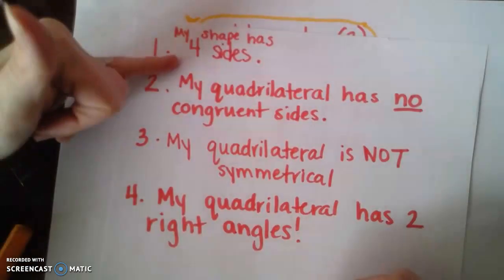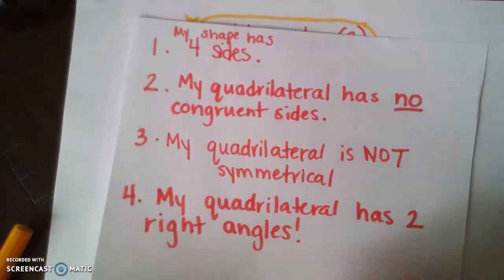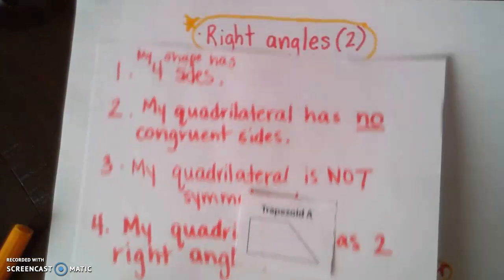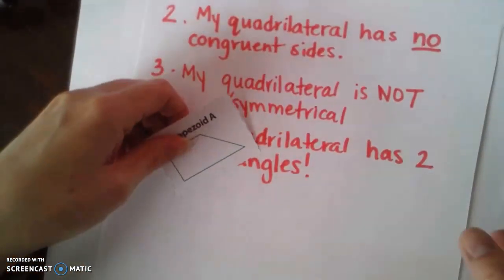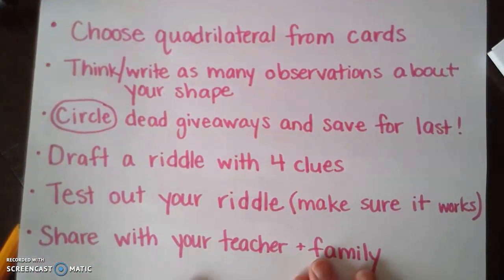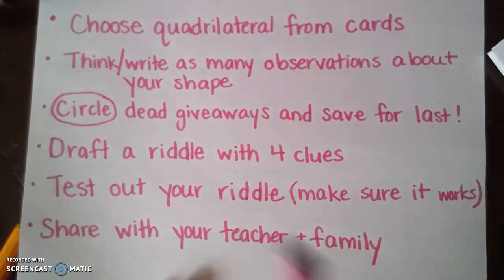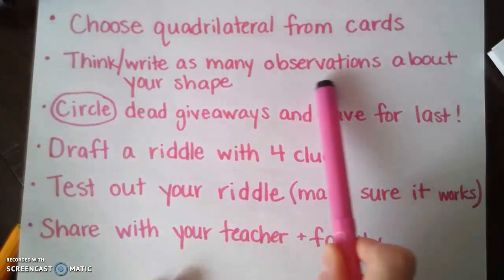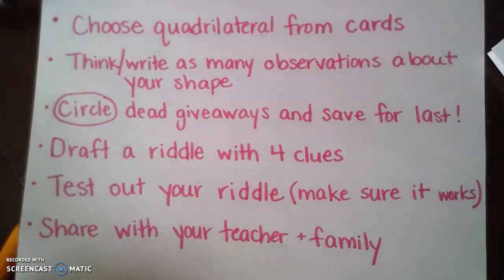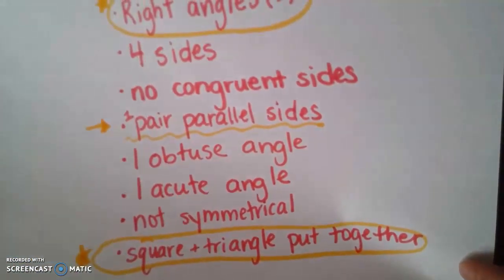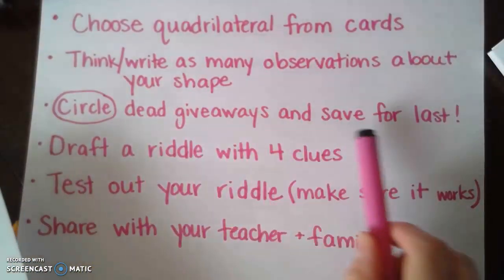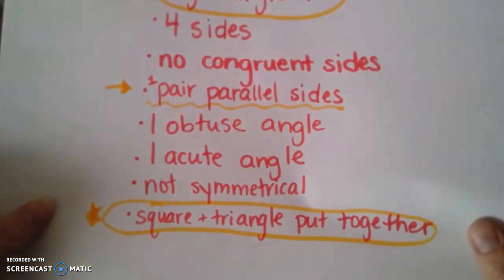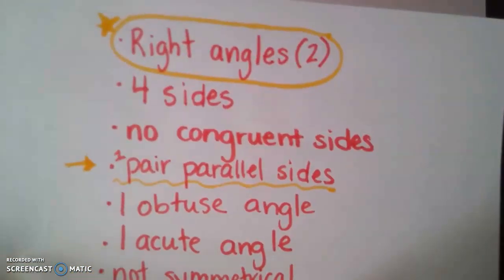You're going to come up with a riddle that has 4 clues on one of your shapes. Okay, so I'm going to move this out of the way and I'm going to show you what your expectations are today. Okay, so you're going to choose a quadrilateral from your cards that you created. You're going to think and write as many observations about your shape like we did together. Okay, you're going to circle your dead giveaways and save for last. Like I did, I circled them.